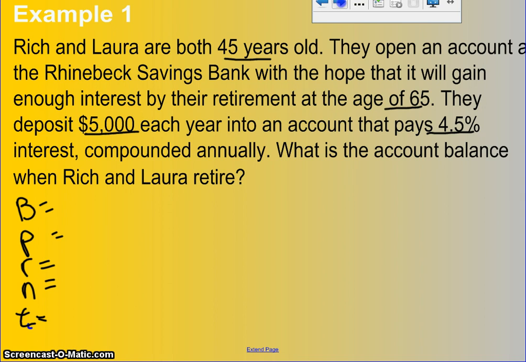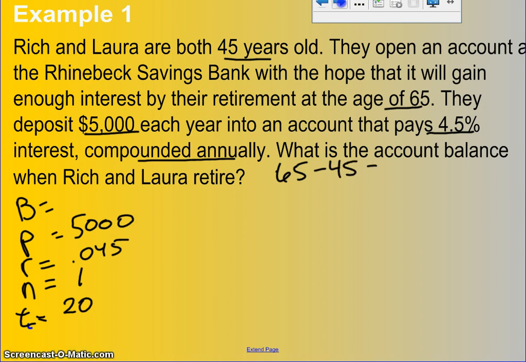Underlining my important information here, it says that they're going to deposit $5,000. They're doing it at a rate of 0.045. It compounds annually, and they're looking at 20 years. Some of you might be asking, how did I get 20 years? Well, they want to retire at 65 years of age. Right now they are 45 years of age, so if I take the difference, that is 20 years. So let's now plug this into the formula.